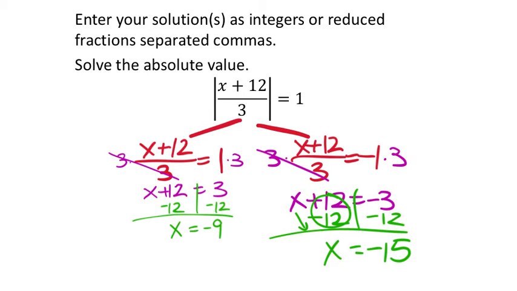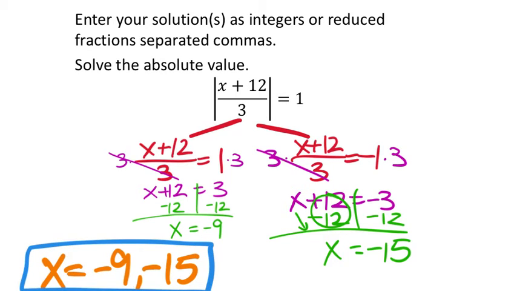So let's go back and check this one. Negative 15 plus 12 is negative 3, so there's that one. Negative 3 divided by 3 is negative 1, there's that. The absolute value of negative 1 is 1, that's true. So we see now that x would not just equal negative 9, it would also equal negative 15 as well, both making the original equation a true statement.